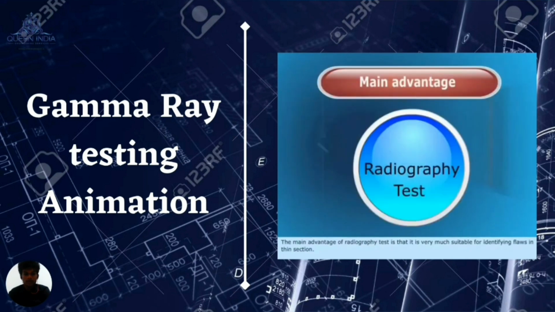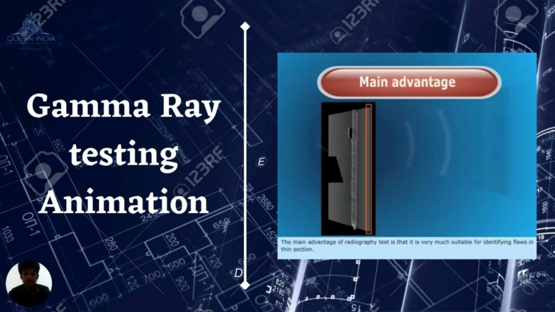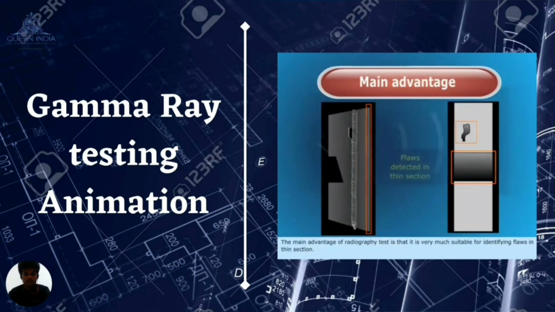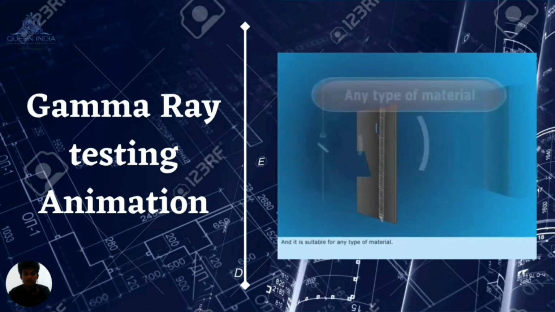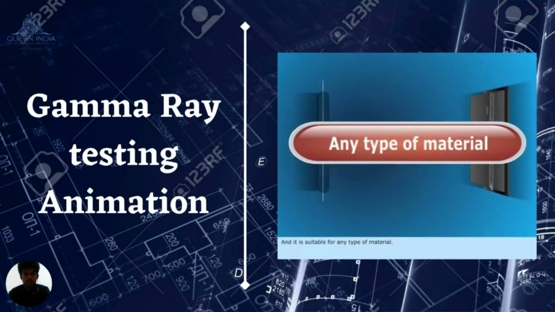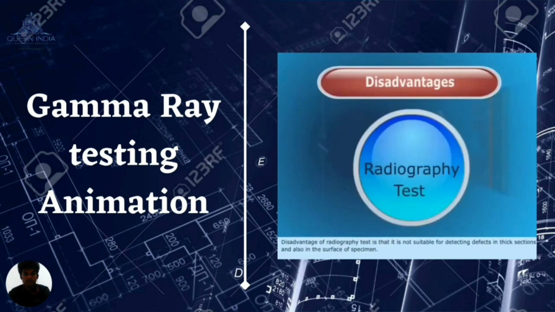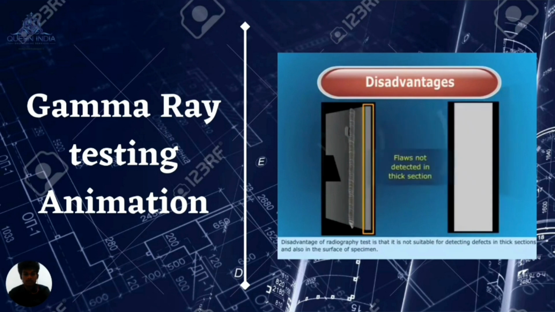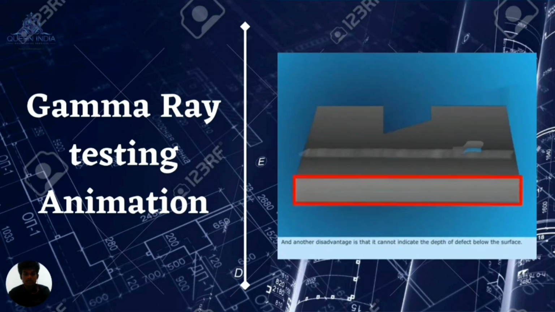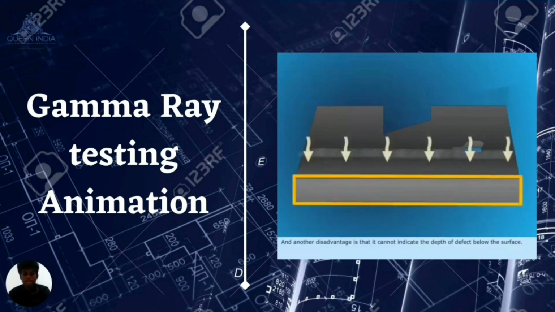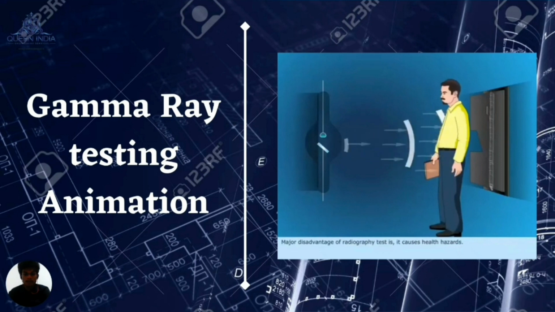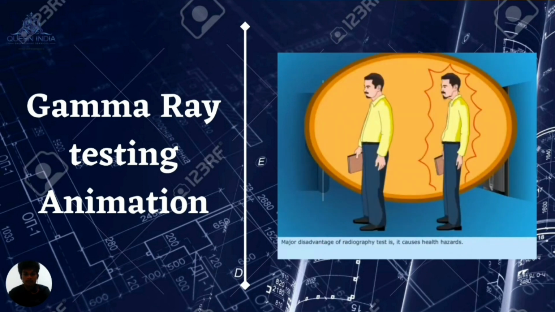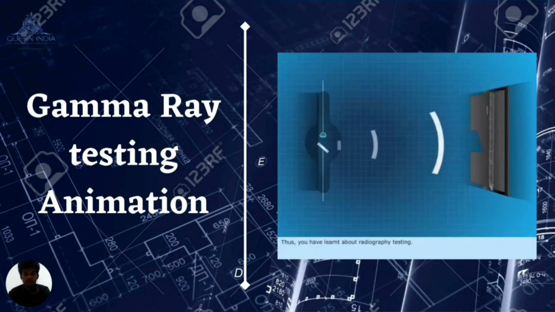The main advantage of the radiography test is that it is very much suitable for identifying flaws in thin sections, and it is suitable for any type of material. The disadvantage of the radiography test is that it is not suitable for detecting defects in thick sections and also in the surface of the specimen. Another disadvantage is that it cannot indicate the depth of the defect below the surface. And one of the major disadvantages of the radiography test is that it causes health hazards. Thus, this is all about radiography testing.